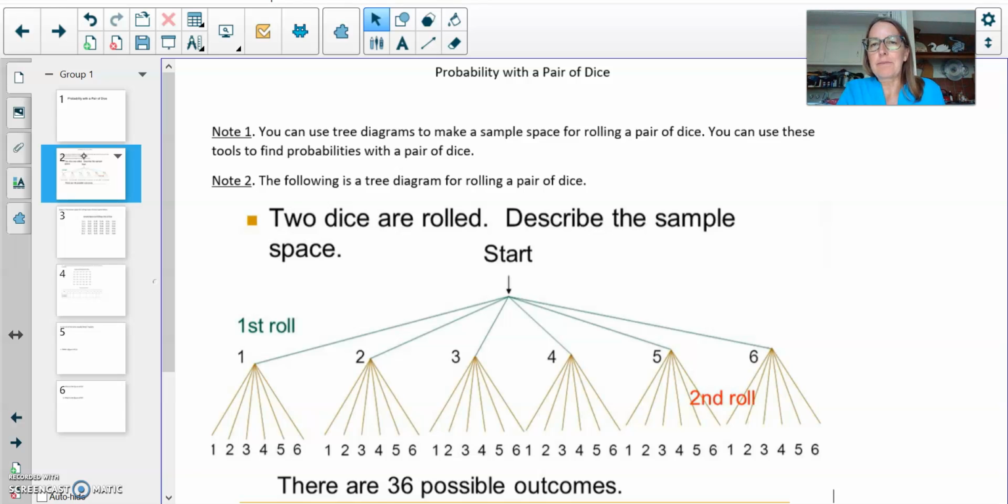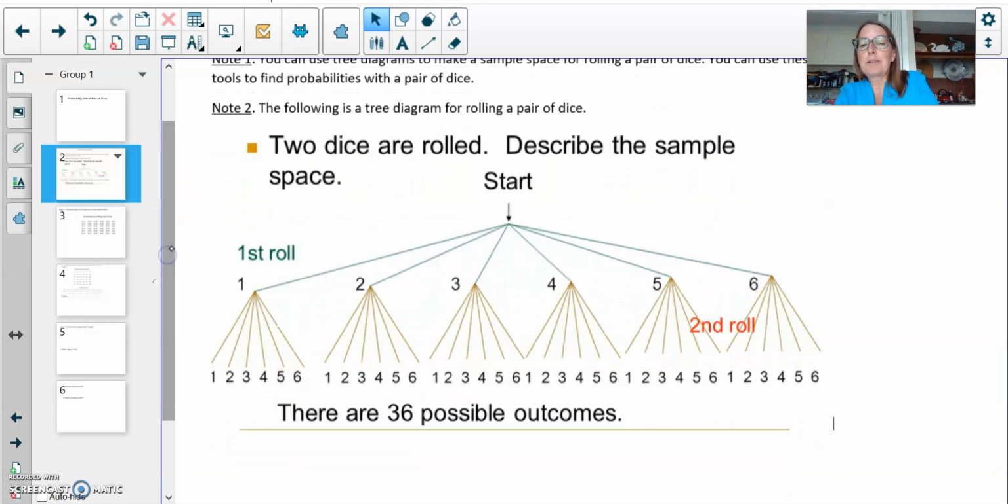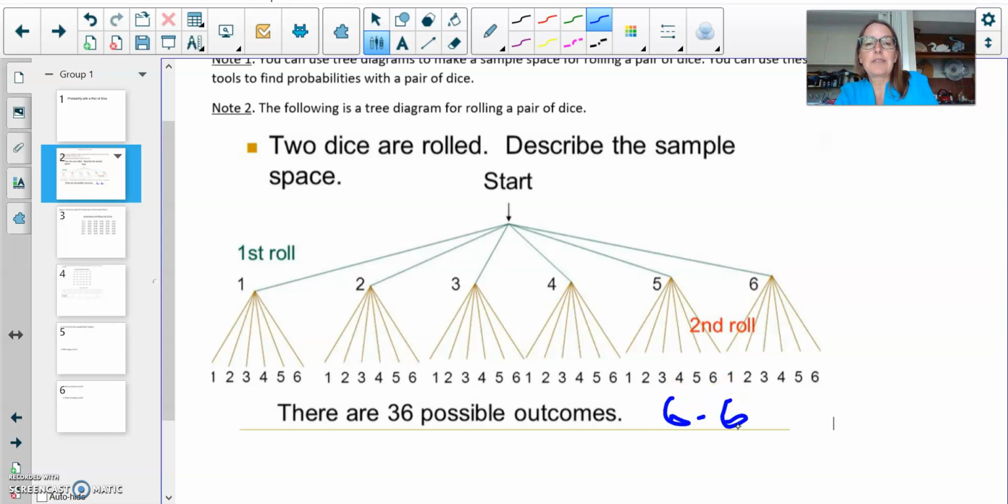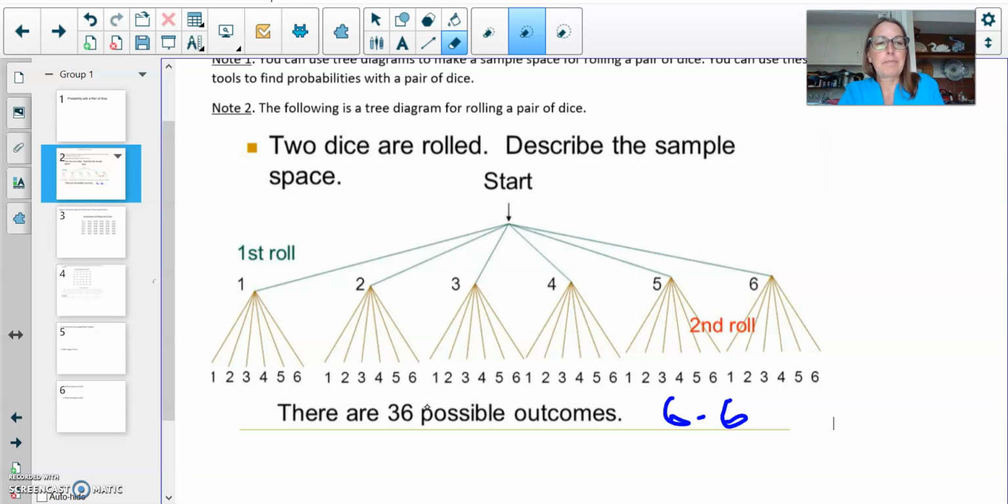The tree diagram for rolling a pair of dice is actually pretty big, because the first roll you could get the numbers 1, 2, 3, 4, 5, or 6. And then off of each of those for the second roll, you can also get the numbers 1 through 6. So if you remember from the fundamental counting principle, to find the total number of outcomes, we would multiply 6 times 6, which gives us 36 total possible outcomes. So that's quite a big tree diagram.